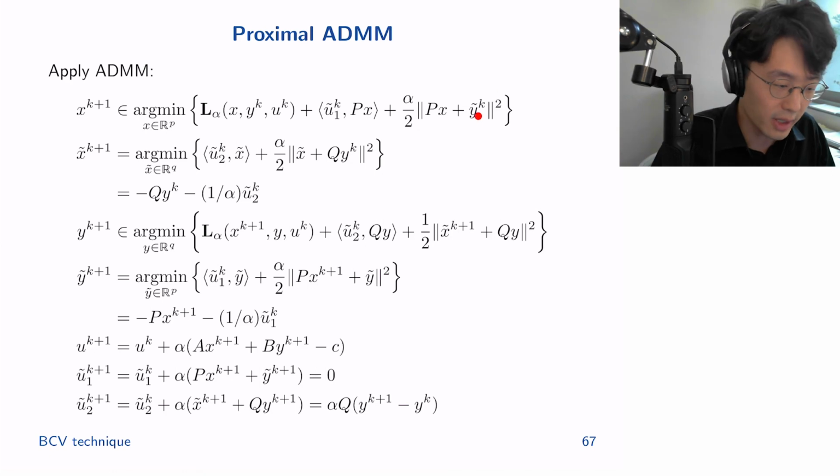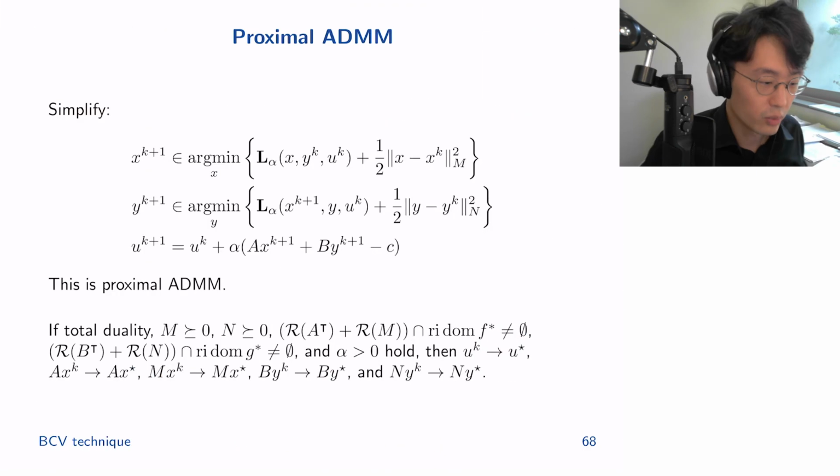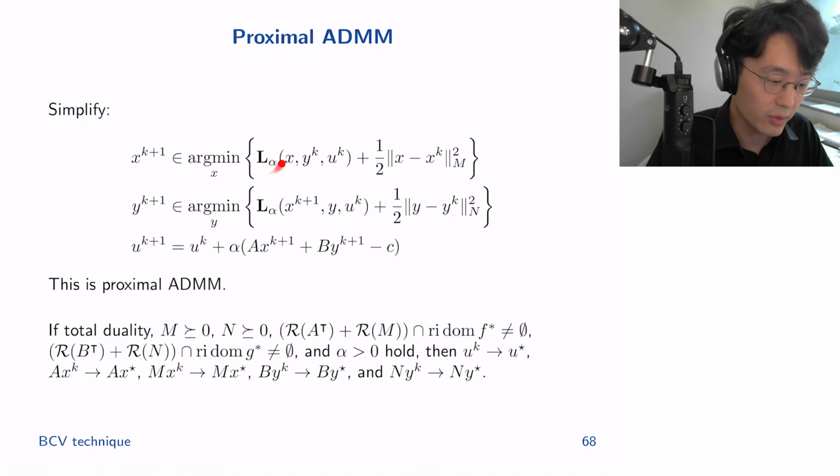And here y tilde k occurs, so here we plug in this form. And then here x tilde k plus 1 occurs, so we take this expression and plug it in here. So carrying all of this out one by one, we arrive at this final form. The x update, x k plus 1, is obtained by solving the argmin with respect to the augmented Lagrangian with this additional proximal term. The y k plus 1 update is obtained by minimizing the augmented Lagrangian with this additional proximal term, and the u k update is performed in the usual way.